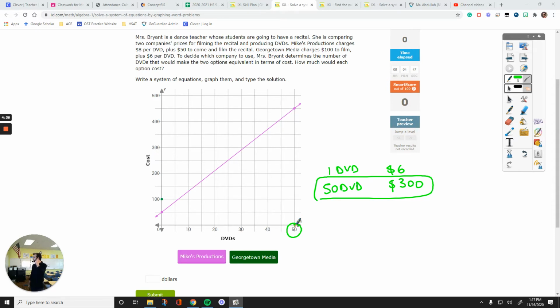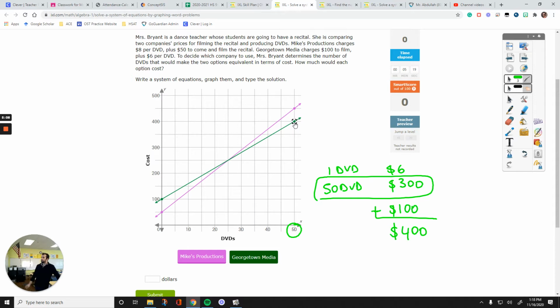Okay, remember our initial cost? It was $100, right? 100 no matter what. And then plus 300 for 50 DVDs. That would take us to $400 in total. So this 50 for the green one would go to 400. So my second point up here is going to be right there. 50 DVDs, $400. So yeah, that would be our answer.